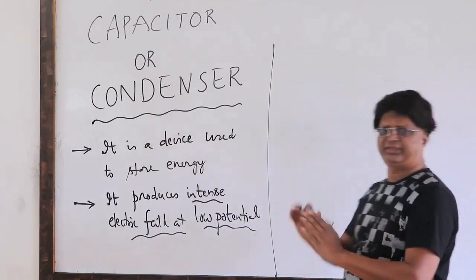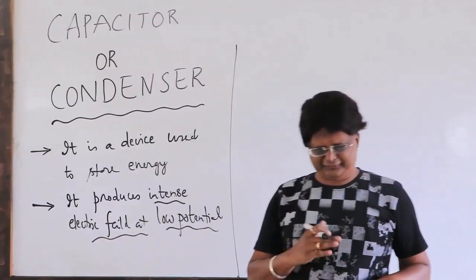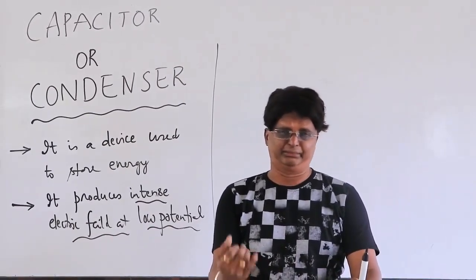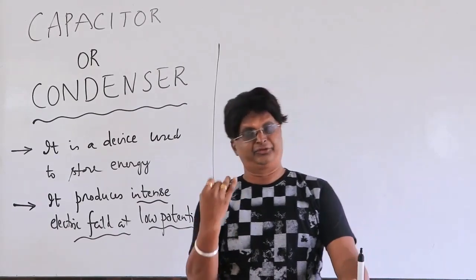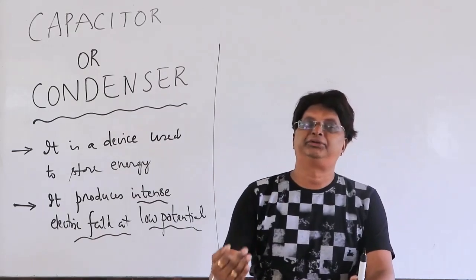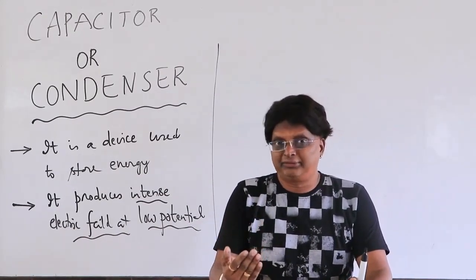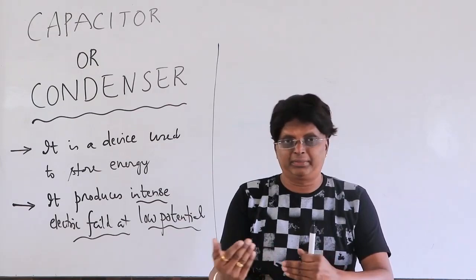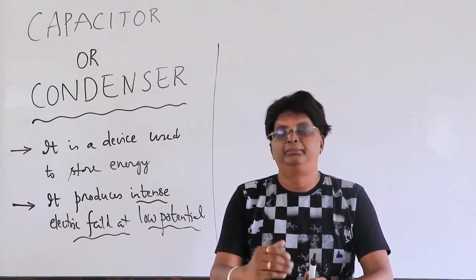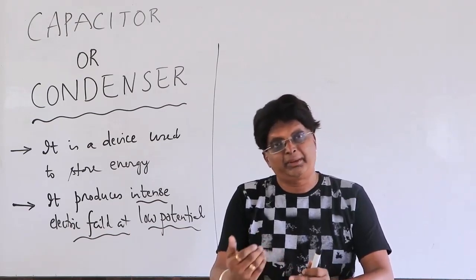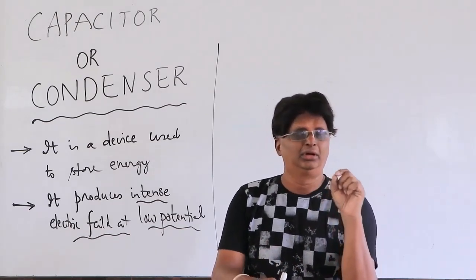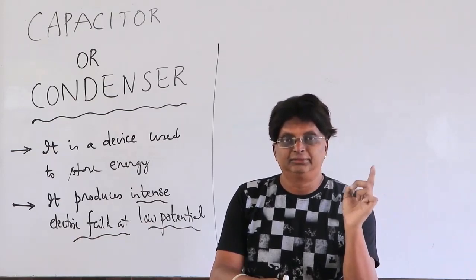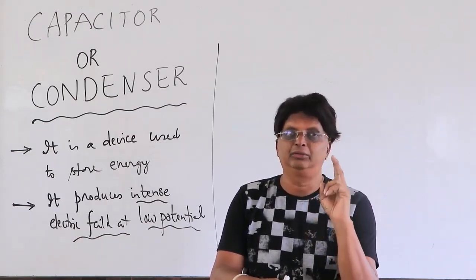Now the question comes, what is a capacitor? There are different types of capacitors. To name a few: parallel plate capacitor, spherical capacitors, cylindrical capacitors, ceramic capacitors, electrolytic capacitors, paper capacitors. There are many types of capacitors, and of course different capacitors are used for different purposes. Now the question is, in our syllabus we have only one discussion.